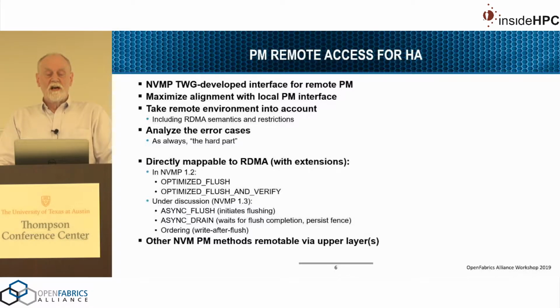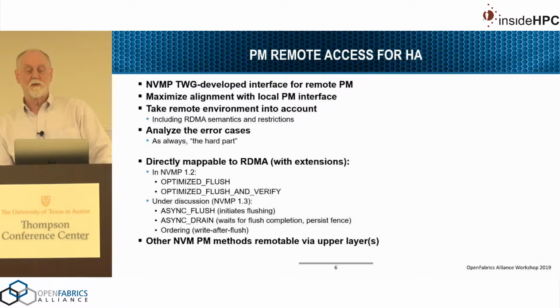In NVM Programming 1.2, the version that's out there published today, we have these things called optimized flush and optimized flush and verify. And I'll talk in a little detail about why they were awkward on remote. We have added something called async flush and async drain, which are components of the optimized flush operation. We've separated them. And we've also specified an ordering primitive, a way that you know that it was your writes that got flushed. You know, that if the writes preceded the flush, that the flush acted on them.